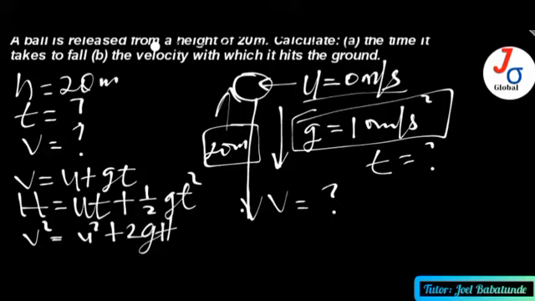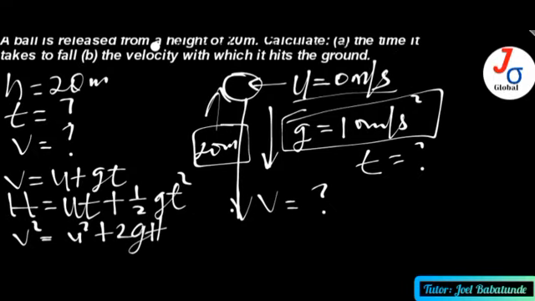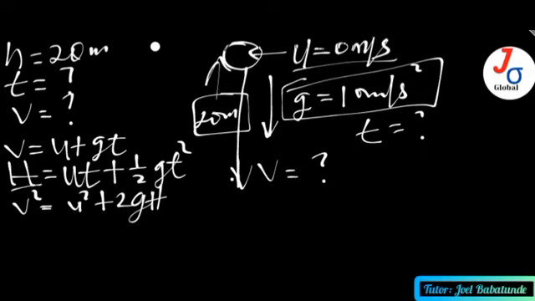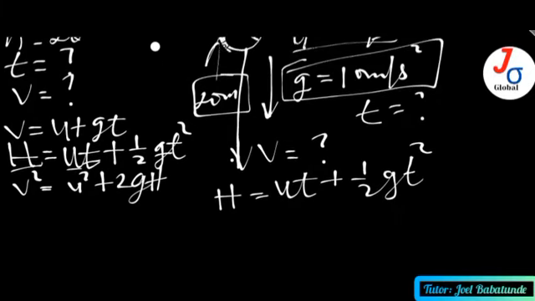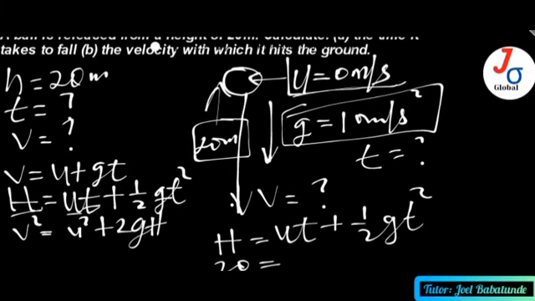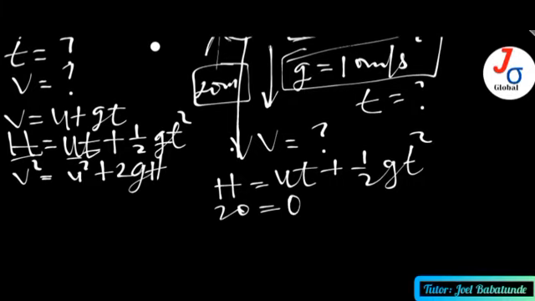All right, can we use this? h, we have it, 20. We have u, 0. We don't know t, that's what we're looking for. We have g. Okay, so we can just use h equals ut plus half gt squared. So what's our h? Our h is 20. What's our u? Our u is 0 meters per second. 0 multiplied by t plus half, our g is 10, times t squared. That's what we're looking for.